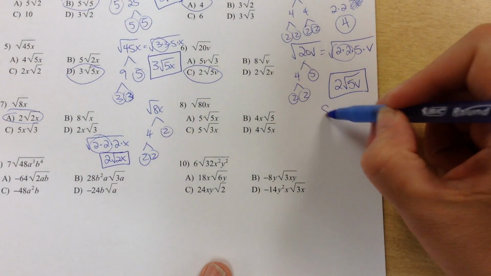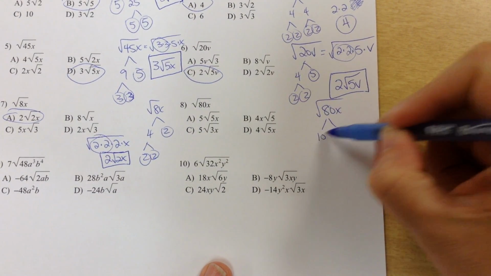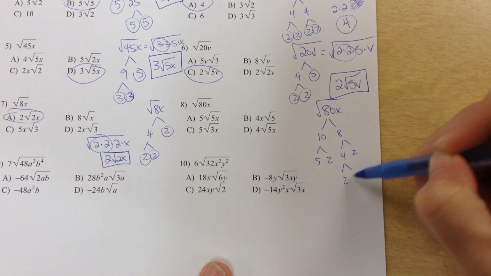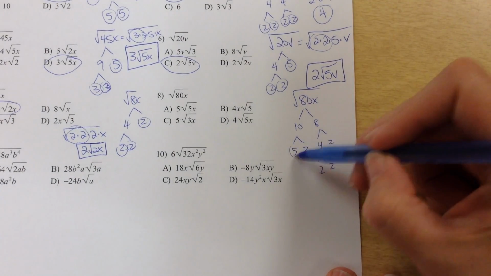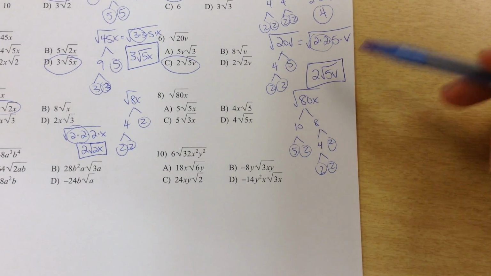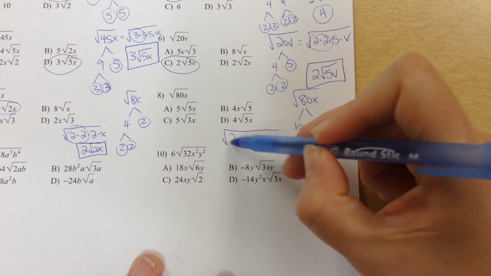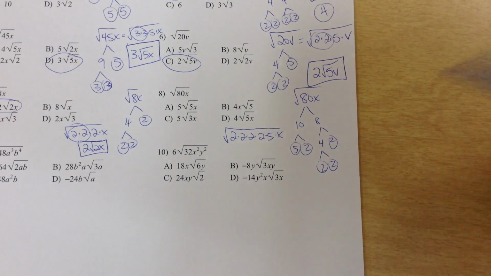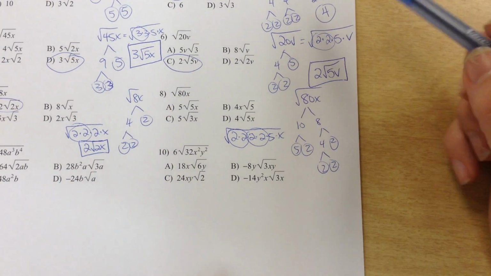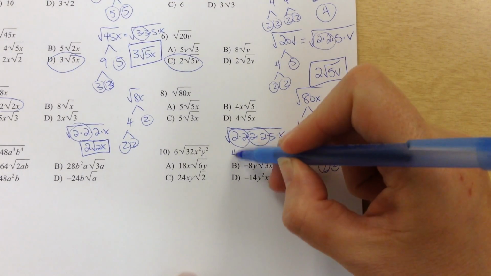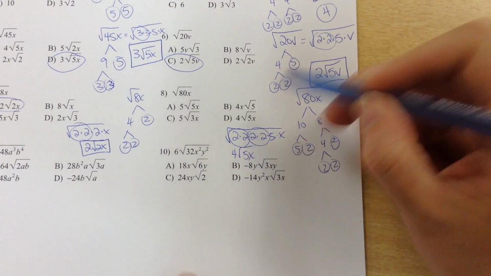Okay, number 8, I have 80x, which breaks down to 8 and 10, and then 5 and 2. And we got a lot of numbers here. We got 5, 2, 2, 2, 2. So we have 4 2's and a 5. So I'm going to write it here. We got 4 2's, a 5, and then an x. Well, all of the 2's will come out. Anytime you have an even number of numbers, then everything's going to come out, like 2 and 2. So I'm going to have 4 outside, and then I'm going to have 5x left inside.